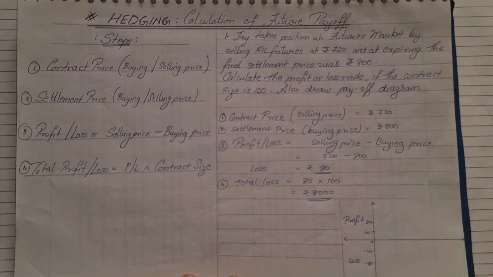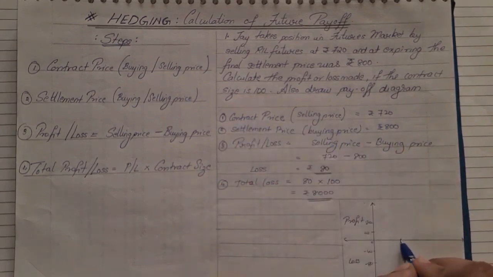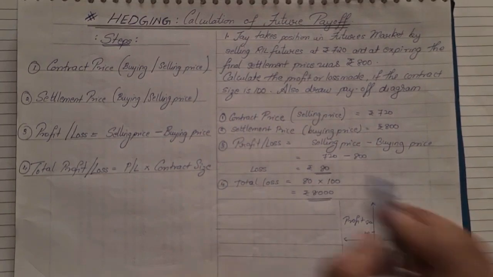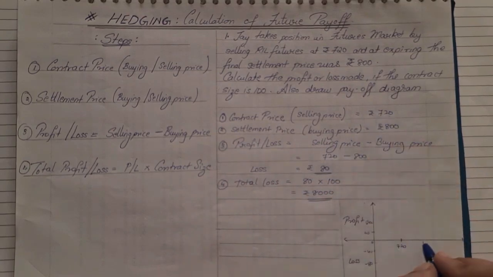Now, see, very simple. How to draw the payoff diagram for future payoff? The sum is based on future payoff. Whatever is your contract price, mark it up. So let's say this is my contract price of 720. After that, check your settlement price. Now, it is more than 720. So I'll just mark it out somewhere here.